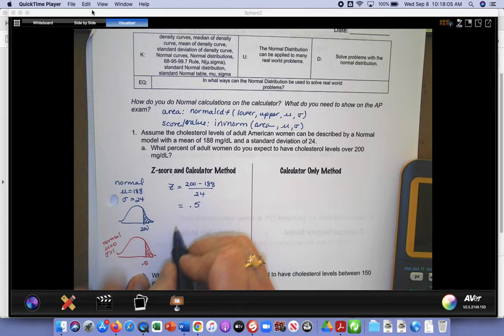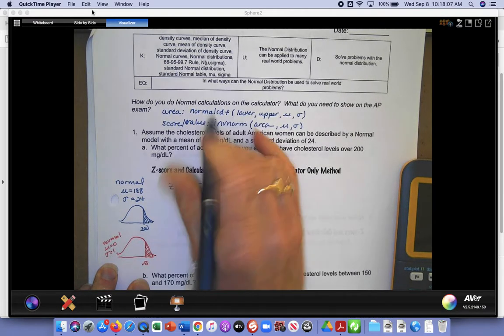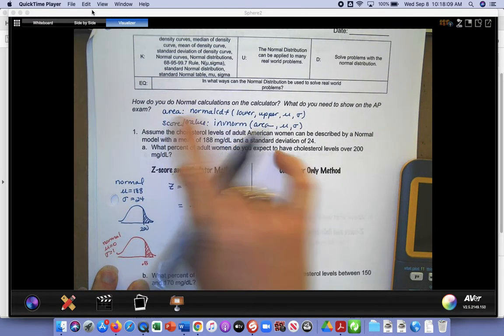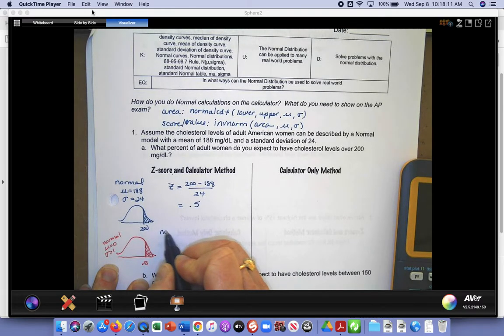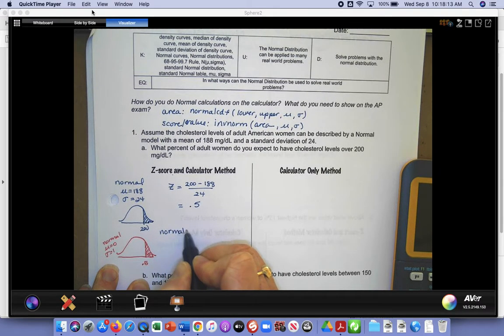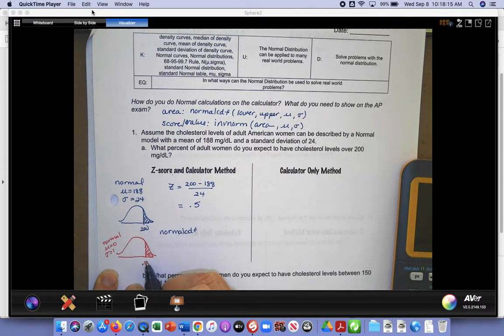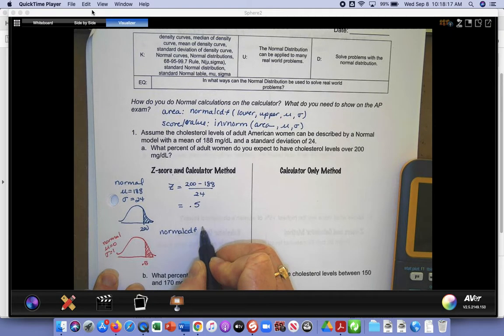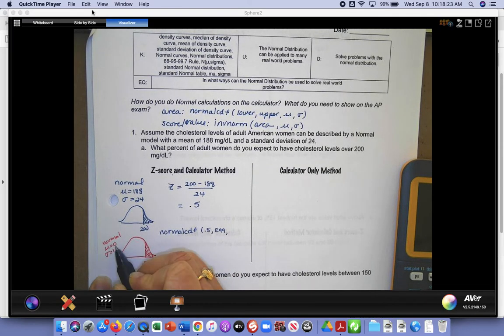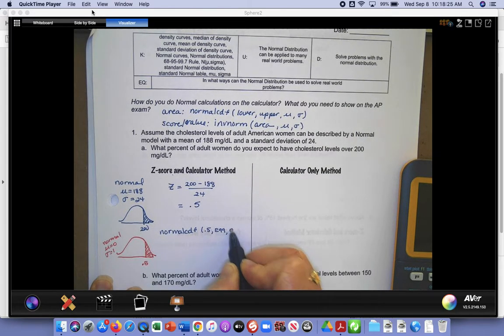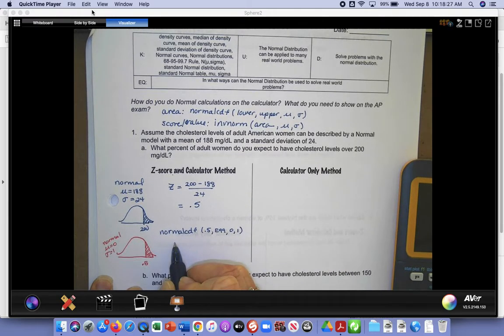So here, I want to find the area, so I would use normal CDF. The lower bound of what's shaded here is 0.5. The upper bound is positive infinity. I'm going to show you how to do that in the calculator. And again, I've changed it to a z-score, so it's 0 and 1.